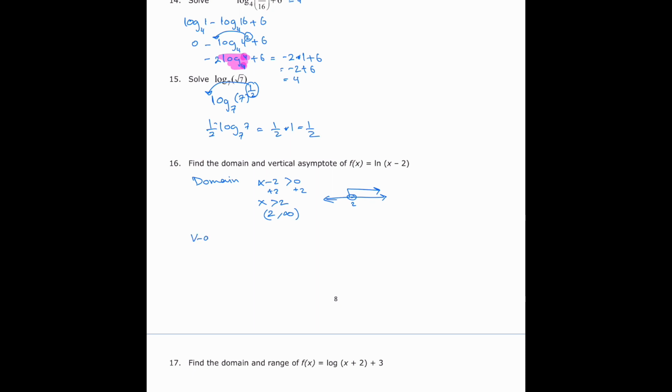The vertical asymptote, you set the argument equal to 0 and solve. So if you add 2, you get x is equal to 2, and that is your vertical asymptote.